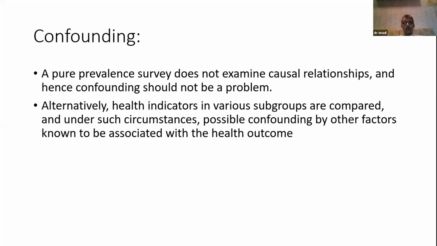Third is confounding. A pure prevalence study does not examine causal relationships. Hence confounding is an important consideration for a cohort study or case control study, but not for a prevalence study. Alternatively, health indicators in various subgroups are compared. In such circumstances, possible confounding may arise.